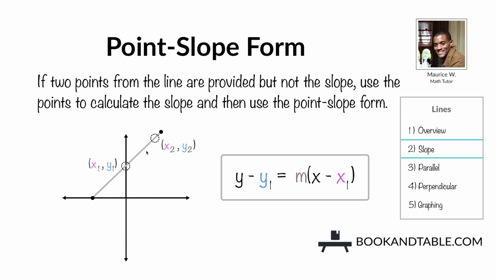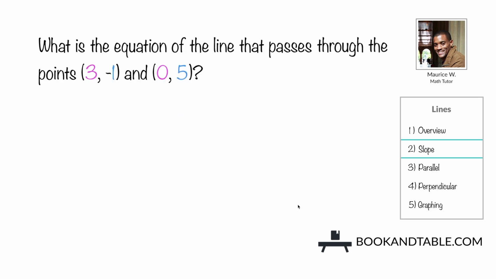So you'll use these 2 points to calculate the slope of this line. So you'll have m, and then you can use the first point in the point-slope form with the slope to figure out the equation of the line, or you can use the second point with the slope that you found in the point-slope form to calculate the equation of the line. Let's walk through an example of this.